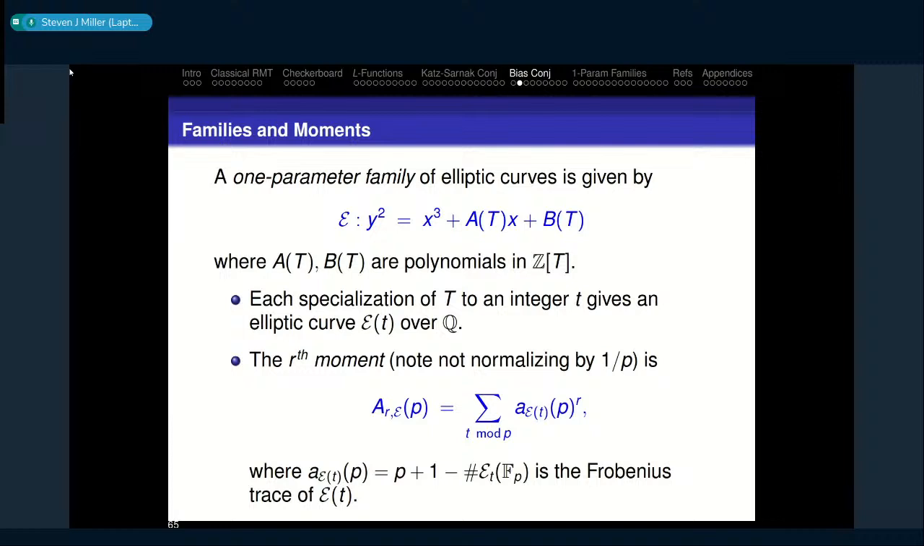I can calculate what the rank is. I can calculate what the group structure is. I can calculate the value of the L function at the central point. I can do all these calculations for a given curve. And what I want to know is, I want to try to understand the behavior of the family. So I'll define, as before, the rth moment. I'm not going to normalize by dividing by the number of terms. I'm just going to take the coefficients of my elliptic curve to the rth power.